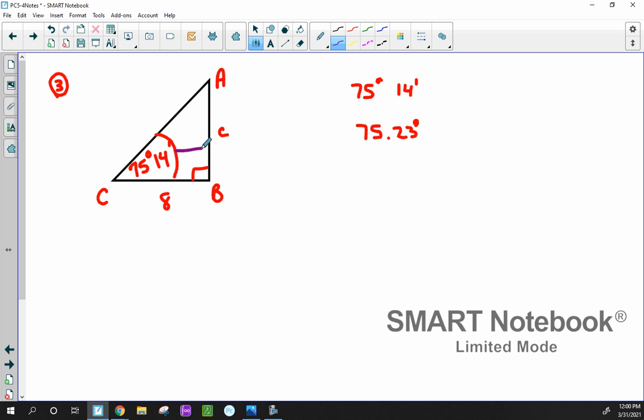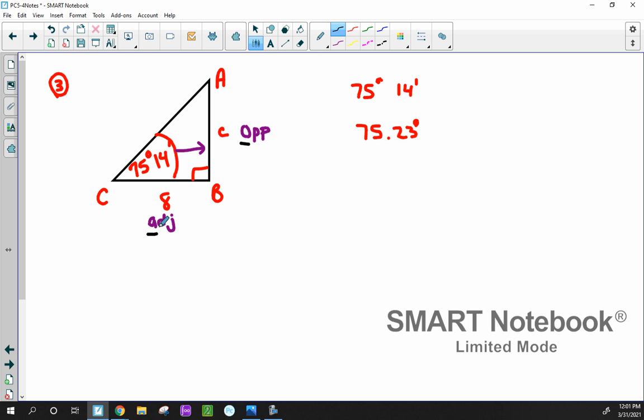And again, we're looking for side labeled C. It's opposite the angle that I am given. The side I noticed that they gave me is 8, and with respect to this angle, it is the adjacent side. That's how you have to think about it. So always look at the angle they give you in the right triangle, that's acute, and from that angle's perspective, start labeling your sides. That way you don't make a mistake on the position.